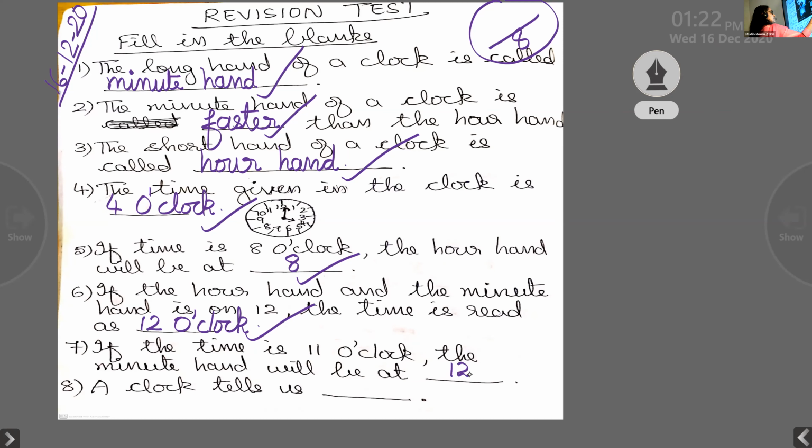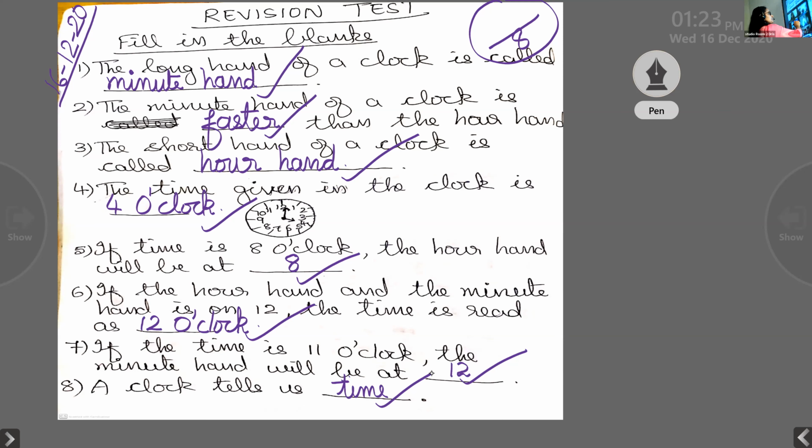Now the last one. Devana, question number 8. A clock tells us dash. Time. Spelling? T-I-M-E. Yes, good. A clock tells us time. These are the answers. If the answer is correct, put a tick mark.